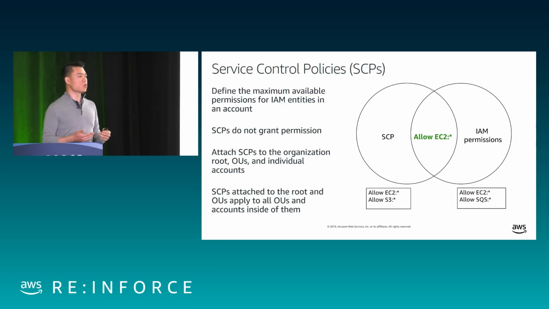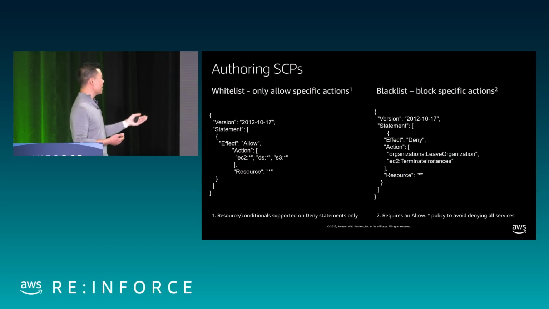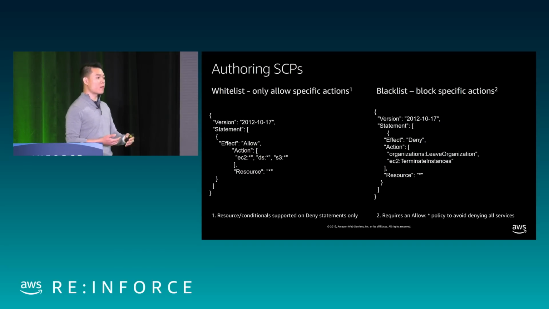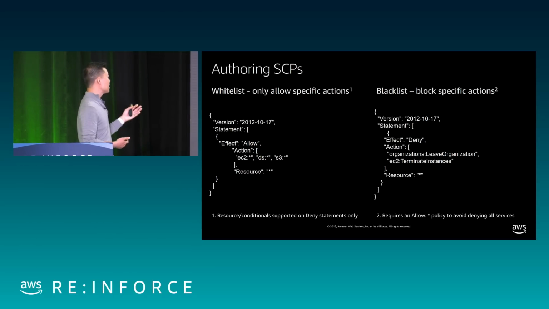So for authoring service control policies, you've got two different options in the path that you want to pursue, and they both have their own use cases. The first one is a whitelist policy, where you only allow specific actions. In this case, I've written a policy that says I want to allow EC2, directory service, and S3. And so the only services that users in my account, no matter if they're signed in with the root credentials or they have an administrator policy with ** attached to them, they're only going to be allowed to use are EC2, directory service, and S3.